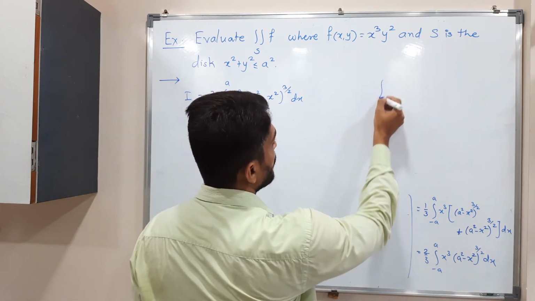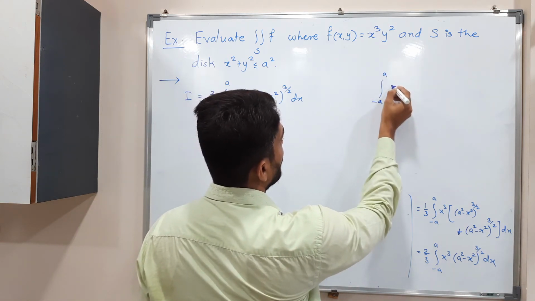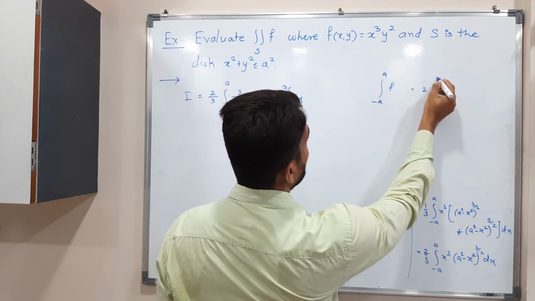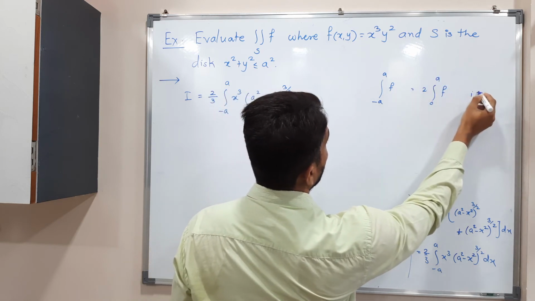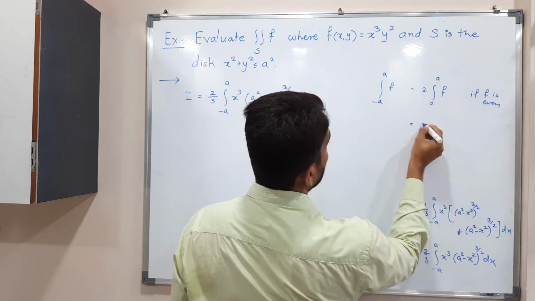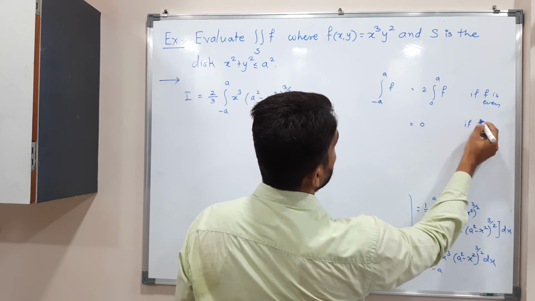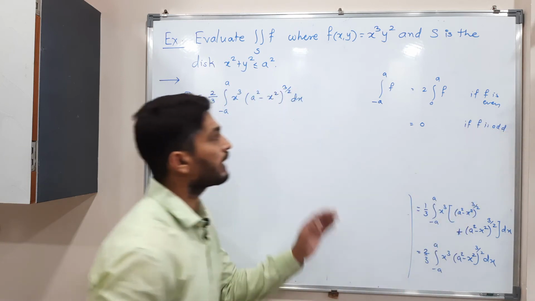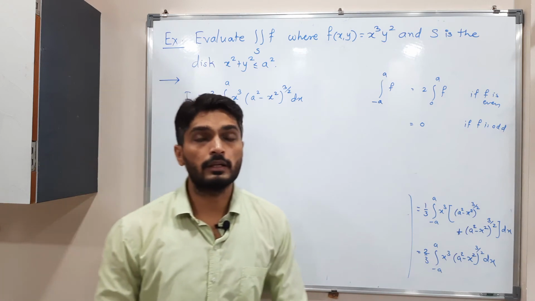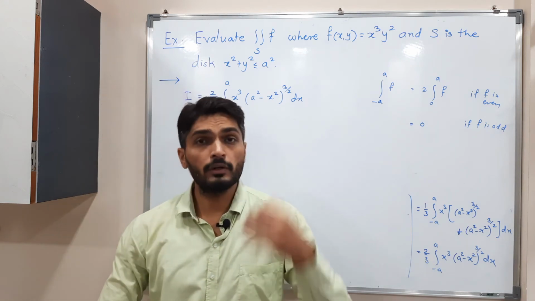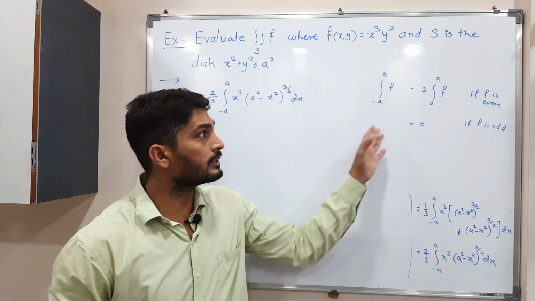Already in a previous video I told you this result, minus a to a. When we have any function, it is 2 times 0 to a f if f is even, and if it is odd, then it's 0. So please keep in mind this theorem. It's very important. Many problems of double or triple integration you can easily solve if you know this result.